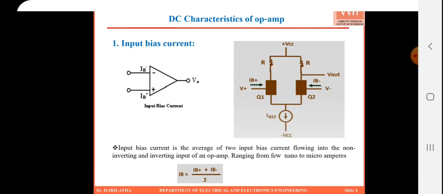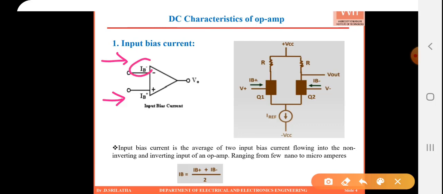Now, coming to the operational amplifier, IB minus and IB plus are the two bias currents. Even though for an ideal one the input current drawn by the operational amplifier will be 0, practically it is not the case. Practically a little amount of biasing currents will be flowing through the op-amp, and these biasing currents result in a little magnitude of output voltage even though the applied input signal is 0.